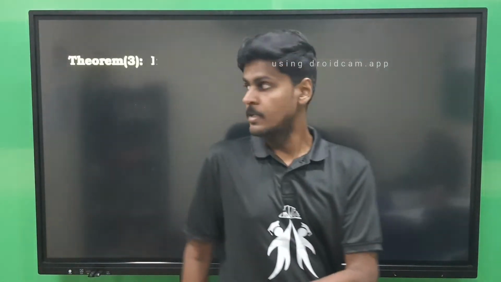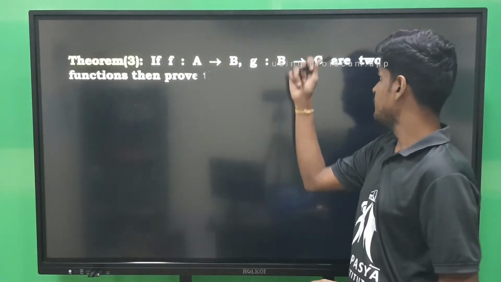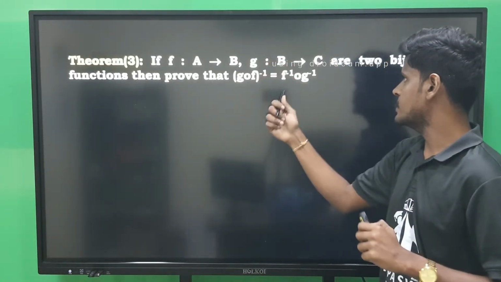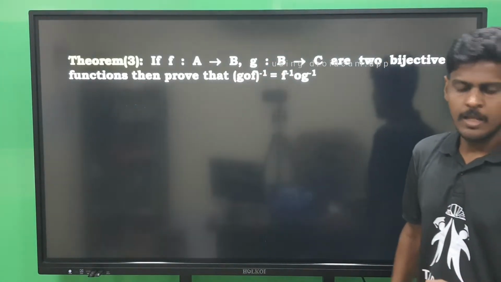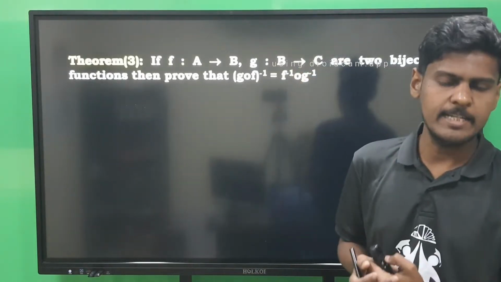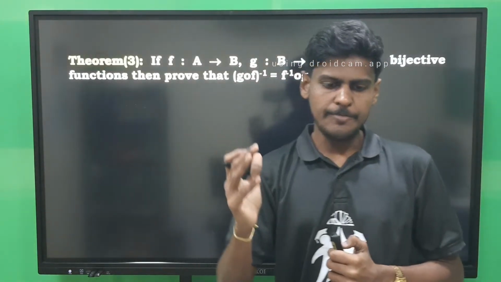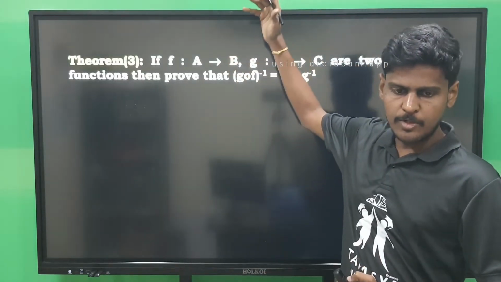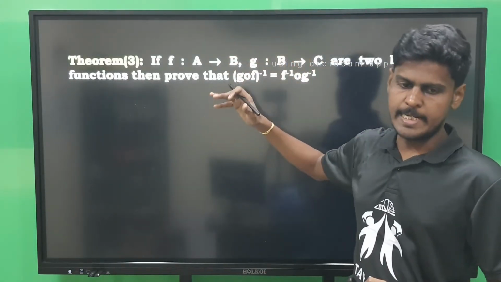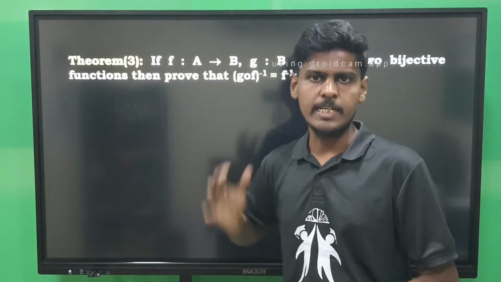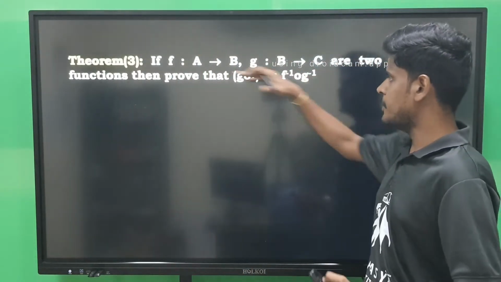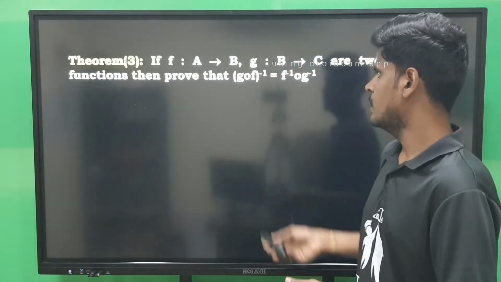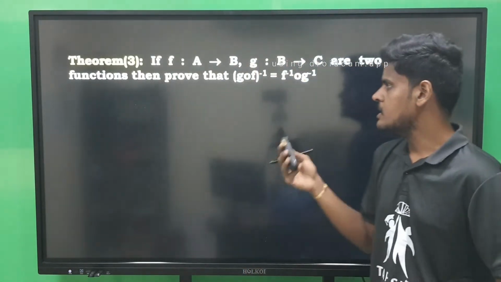Okay, next theorem. If f and g are two bijective functions, then we need to prove (g∘f)⁻¹ equals f⁻¹∘g⁻¹. This is the most popular and standard type of question. Most times they will ask questions where we have to solve for certain sets or functions. They will give the set or function values and we should verify this property. Questions will be asked majorly like that. Now we will discuss the proof for this theorem.